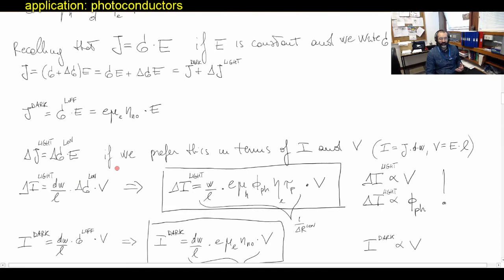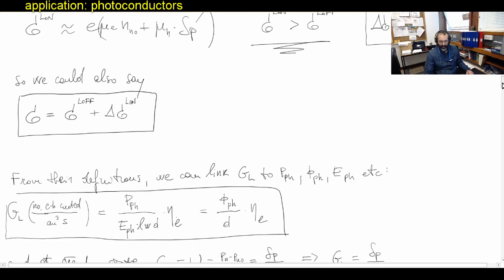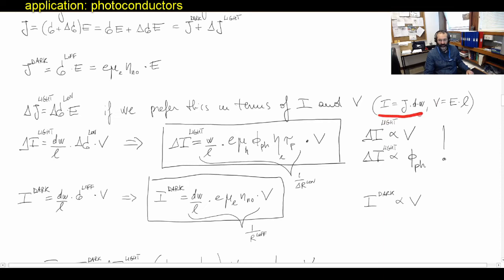And generally we prefer to use current rather than J, so if we prefer to use I and V, we need to remember that I is J times area. We need to multiply J by the cross section of the conductor we are interested in. So for the current, remember, in this kind of device, the current is flowing in this way. So the area we need to look at in this case for current conduction is D times W. Okay, so be careful. And so that's why here I wrote that I is J times D times W, while V is E times L. And so if we keep this in mind, we can transform this equation into I and V.